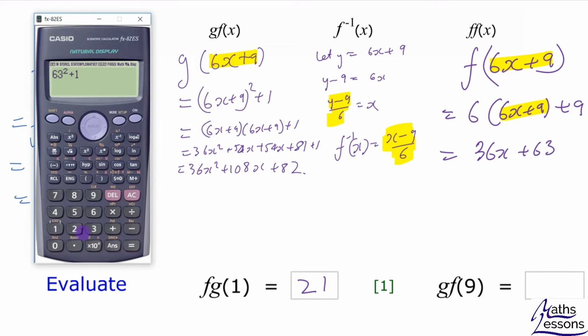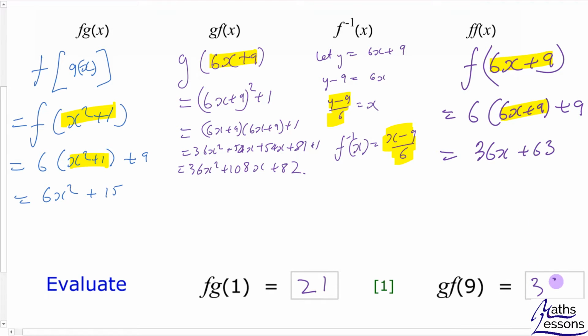Notice I've used this version here, the (6x plus 9) squared plus 1, rather than this version here, because it's going to be simpler to work out the answer. And you get 3,970.